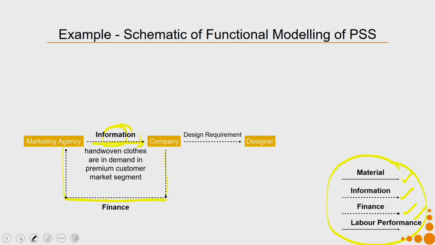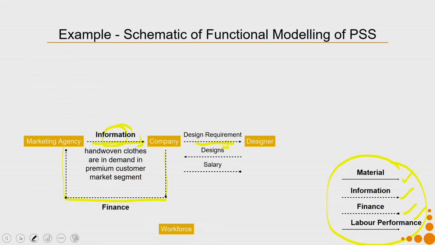You can make out that this is the information because of the legend. So design requirement is kind of an information which is passing to the designer. In return, the designer makes some designs and gives to the company. Again, designs are also a category of information. As a result, say the designer is an in-house designer, employed by the company. So the company gives the designer salary.